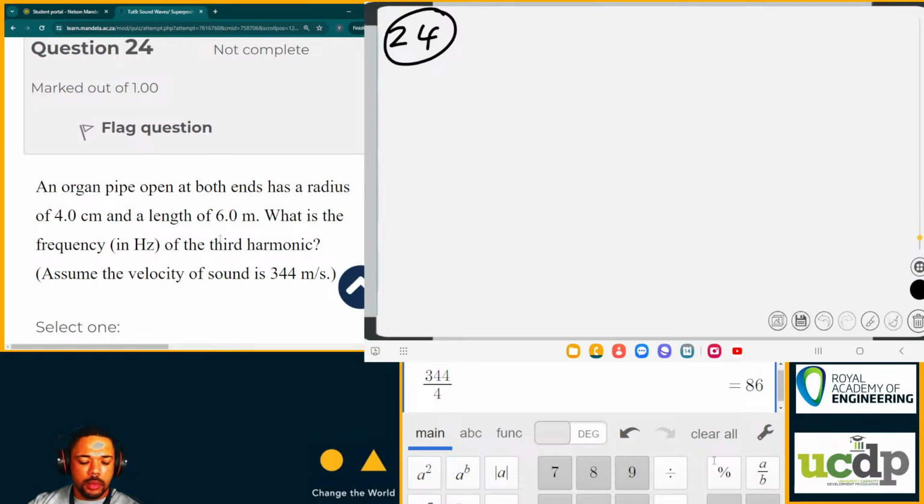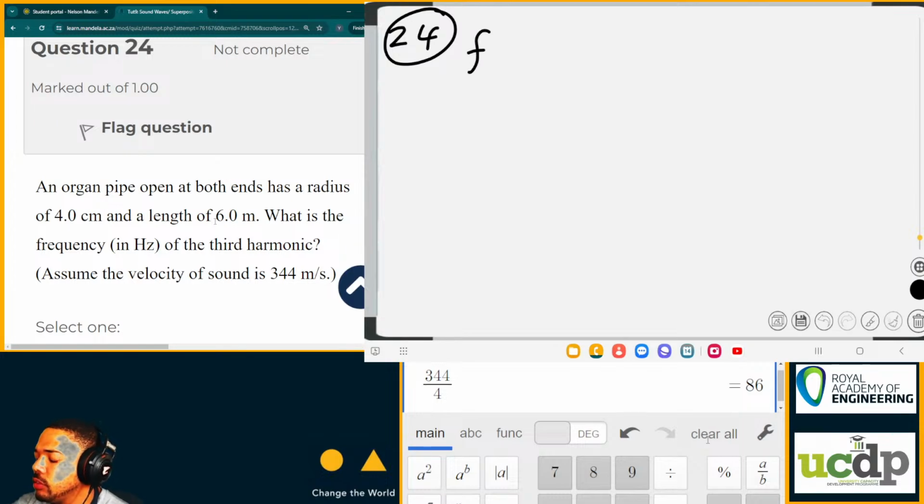An organ pipe open at both ends has a radius of 4 centimeters and a length of 6 meters. Okay, so an organ pipe, it's a big pipe with a radius of 4 centimeters, which means it has a diameter of 8 centimeters and a length of 6 meters. What is the frequency in hertz of the third harmonic? Now the third harmonic is also known as the second overtone. Let's assume the velocity of sound is 344 meters per second.